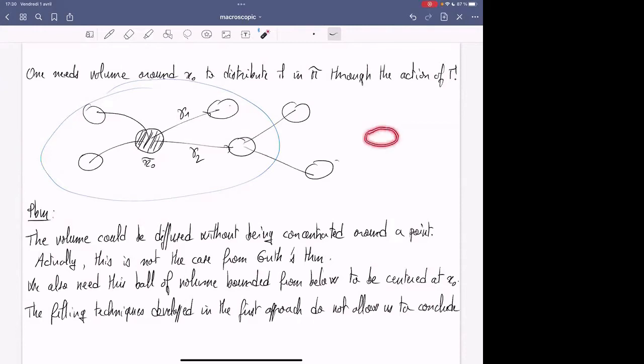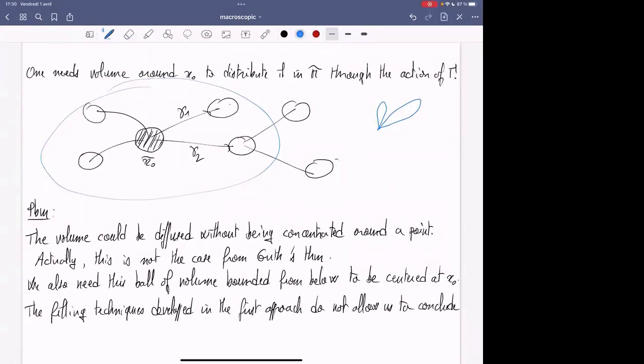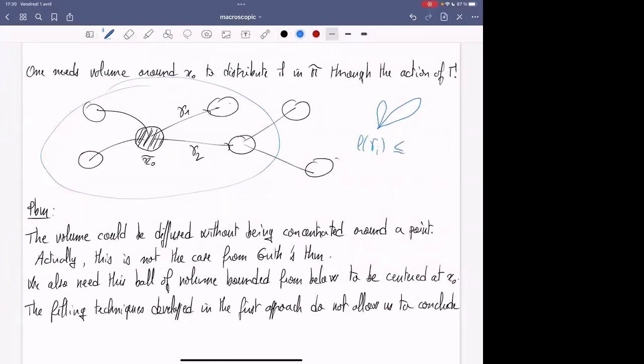But what we also need is for this ball to be sort of centered, or at least not too far from the point where you could find those two loops with length controlled by the volume of the manifold. So we need this ball to be centered around this base point. You need some volume here in order to distribute it in the universal cover.